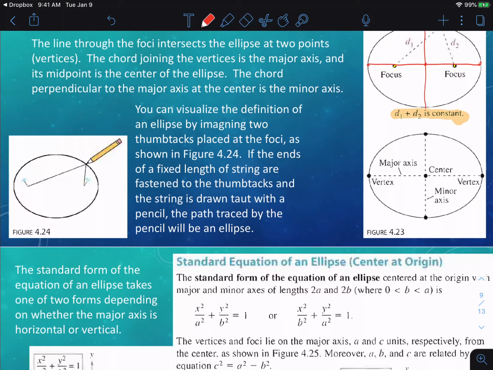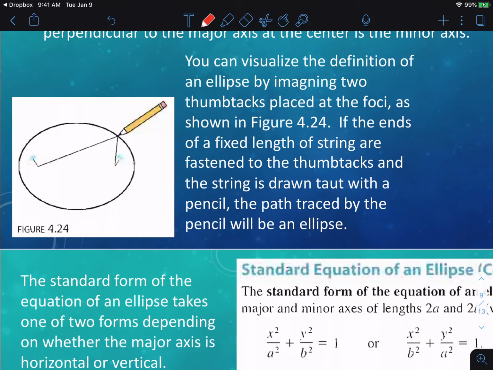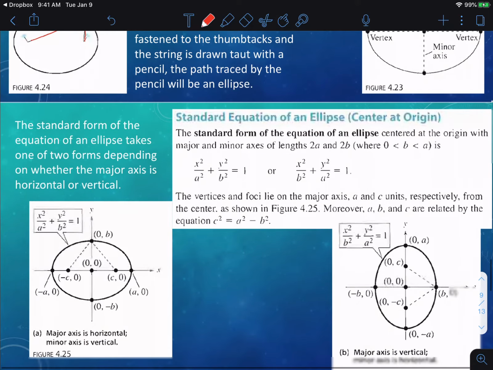You can visualize the definition of an ellipse also by imagining two thumbtacks placed at the focal points as shown in figure 4.24. If the ends of a fixed length of string are fastened to the thumbtacks and the string is drawn taut with a pencil, notice what you get. The string is constant, so this length plus this length will always be the same length. And so when you draw, making sure that the string is always straight, the pencil will sketch an ellipse. So that's from a concept standpoint.